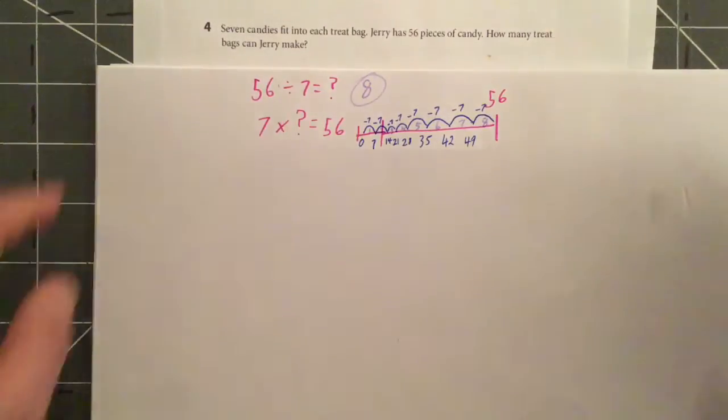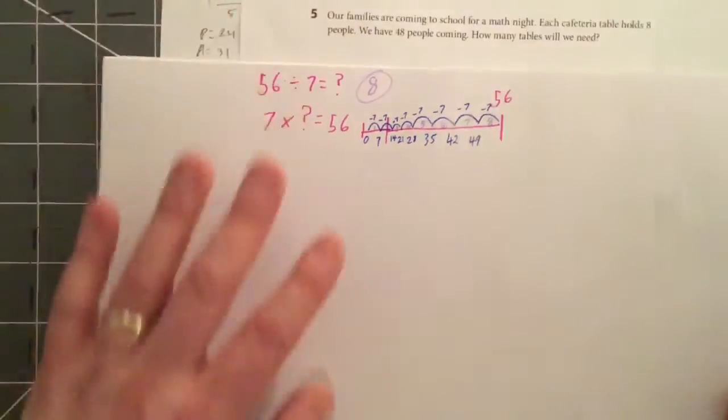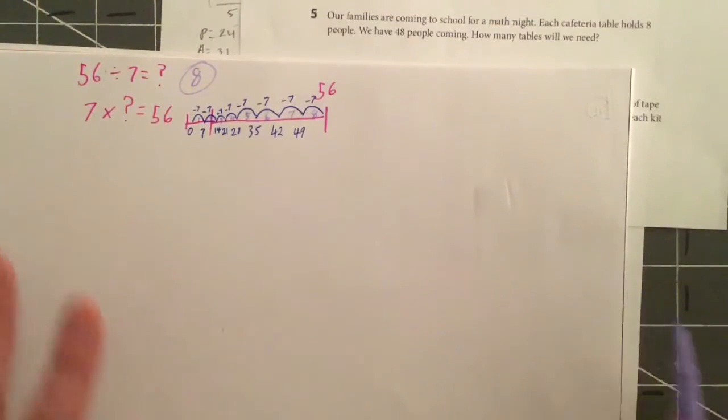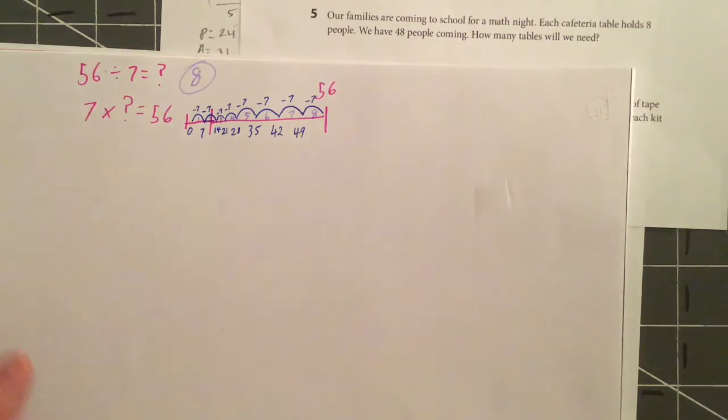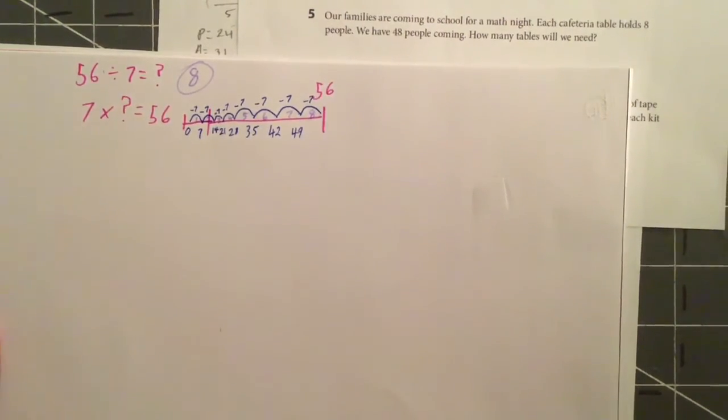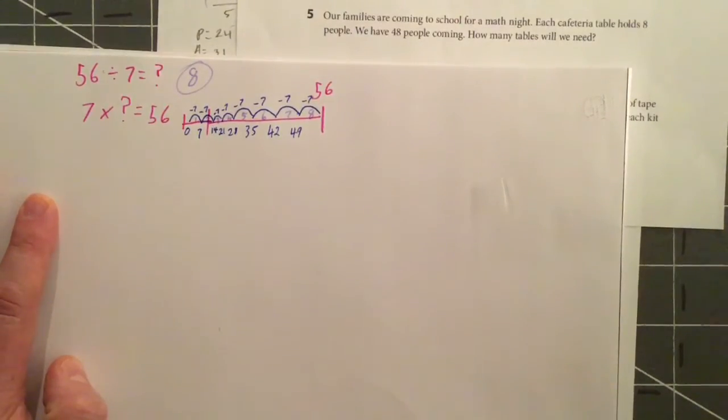Number 5. Our families are coming to school for math night. Each cafeteria table holds 8 people. We're having 48 people come. How many tables will we need? Let's draw a picture on this one.